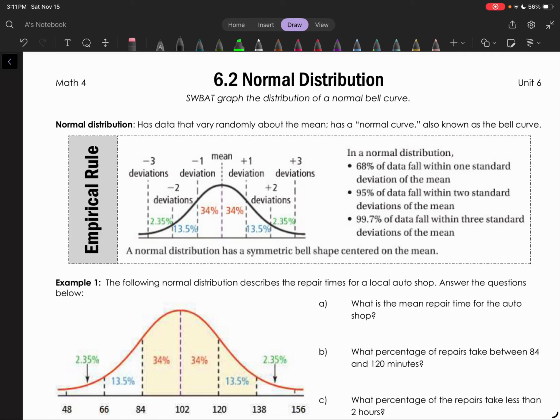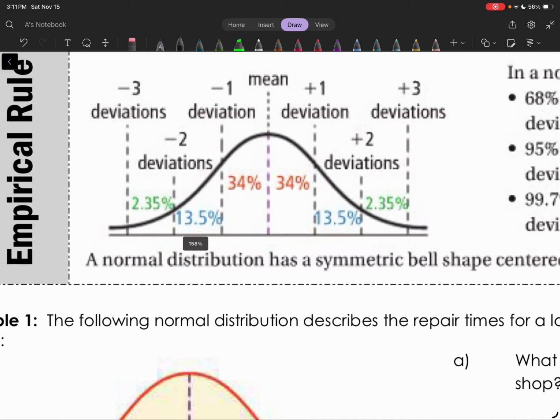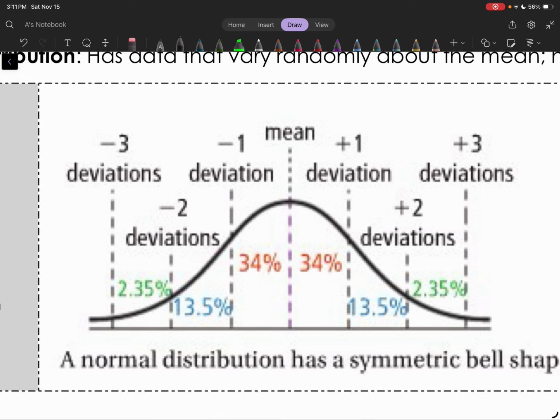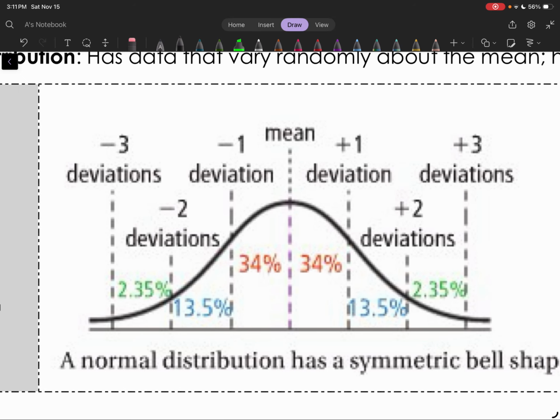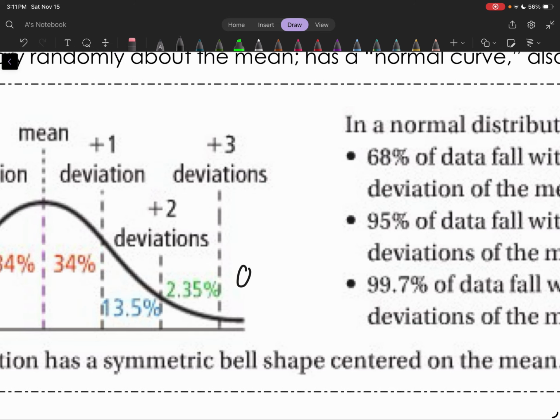Good day. Today we're looking at the normal distribution of data. We're going to be following the empirical rule or the bell curve for this data. Now, 99.7% of data fall within these three standard deviations on both sides. If that's 99.7, that means 0.3% is unaccounted for. Divide that by 2, 0.15% is on the left, and 0.15% is on the right.